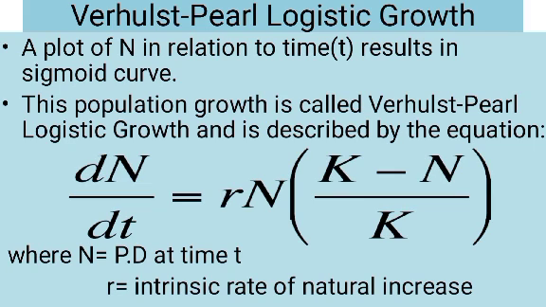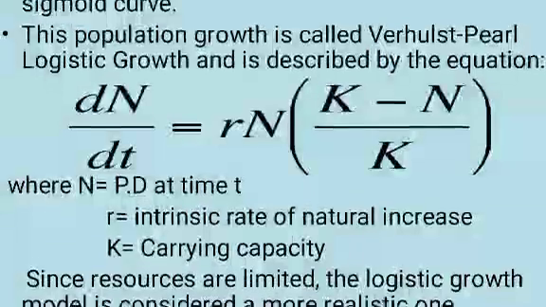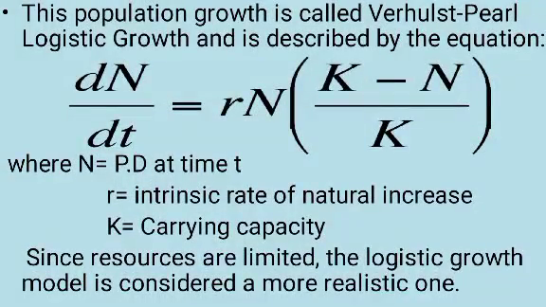Okay, so the Verhulst-Pearl logistic growth is described by the equation dN/dt = rN (K - N)/K. Here N is the population density at time t, r is the intrinsic rate of natural increase, K is the carrying capacity. Okay. And in this growth, since the resources are limited, always the logistic growth model is considered to be a more realistic one.